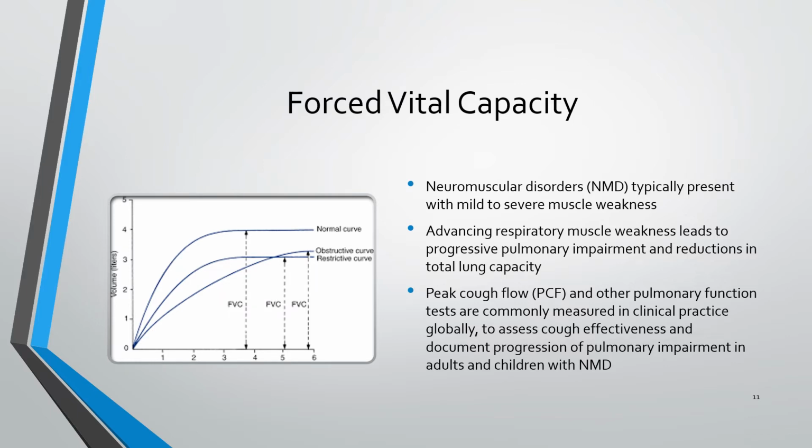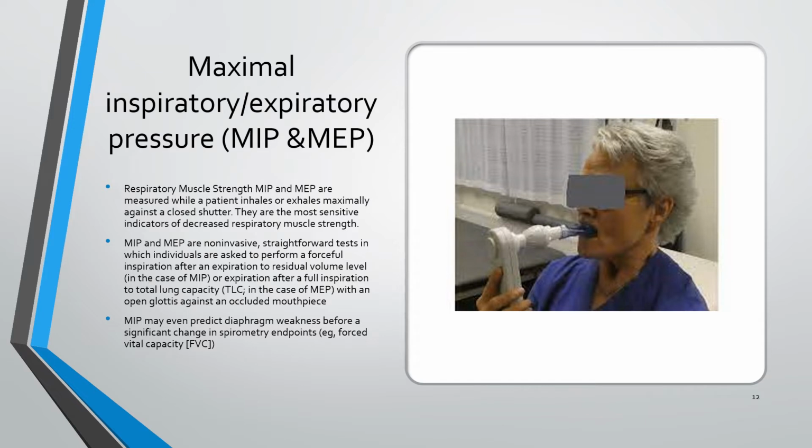Two common tests done at the bedside or in the laboratory are the maximal inspiratory pressure and the maximal expiratory pressure. Both of these are great tests to determine the respiratory muscle strength. And the difference between the two is that one is done when the patient inhales, and the other is done when the patient exhales against a closed shutter. So as you breathe out, you measure the MEP. As you breathe in, you measure the MIP.